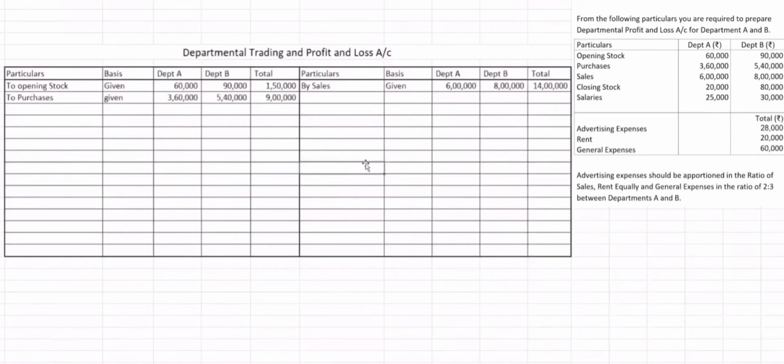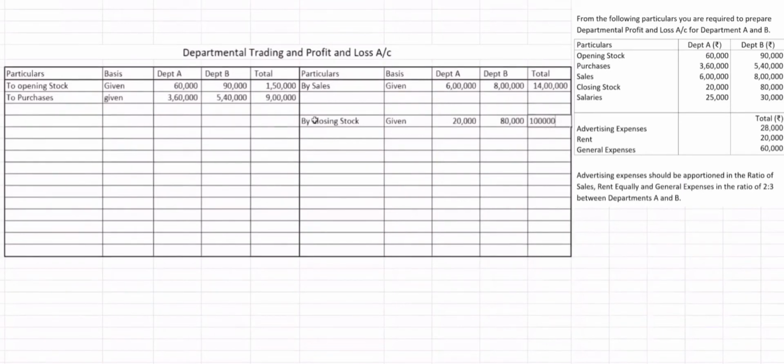After that, they have given closing stock. So here I am writing closing stock by closing stock. Again, it is given. Here it is 20,000 and here 80,000. Total of closing stock is 1 lakh.